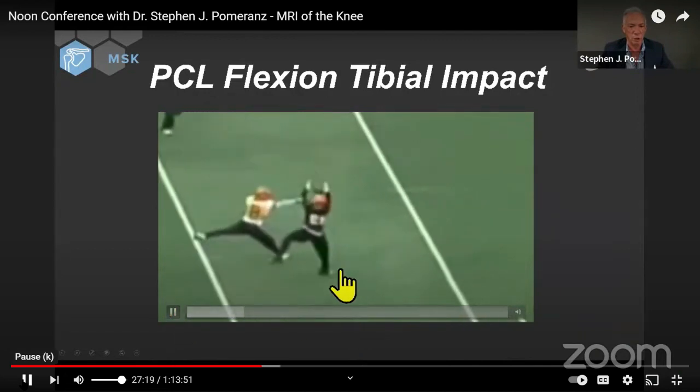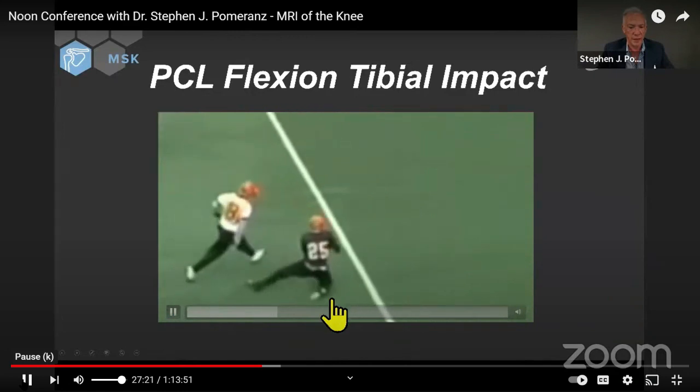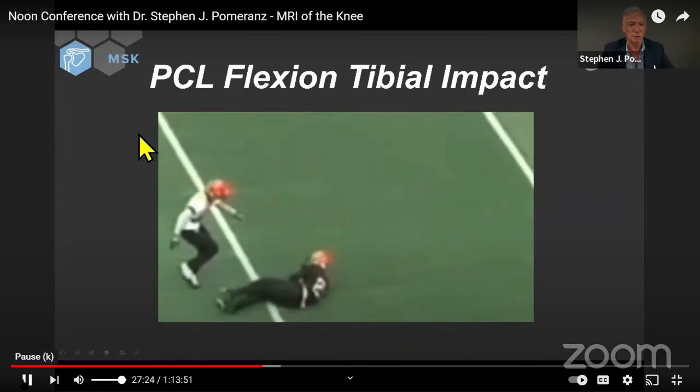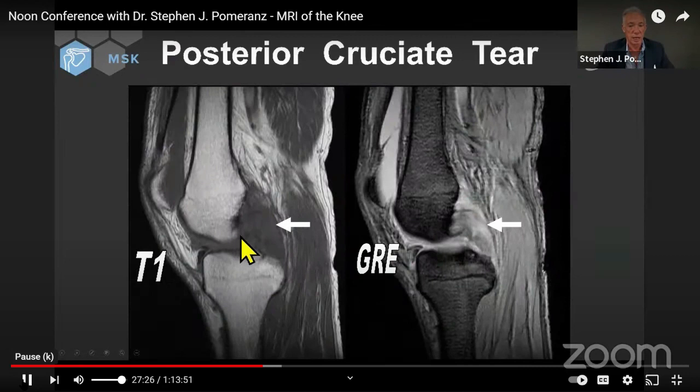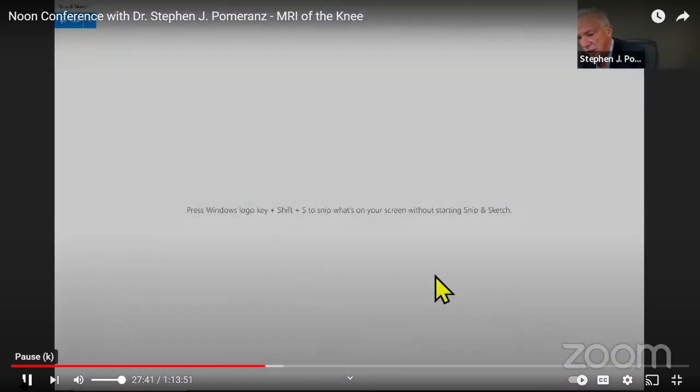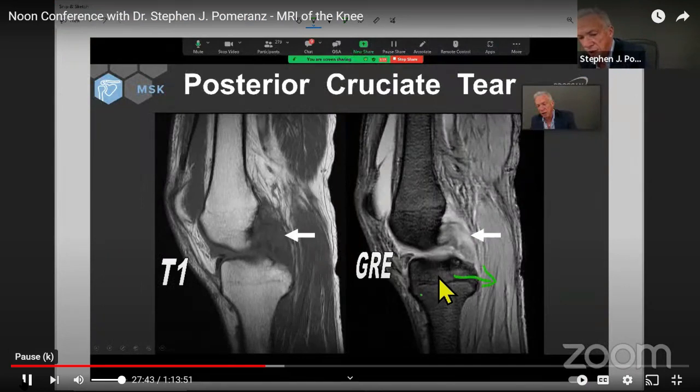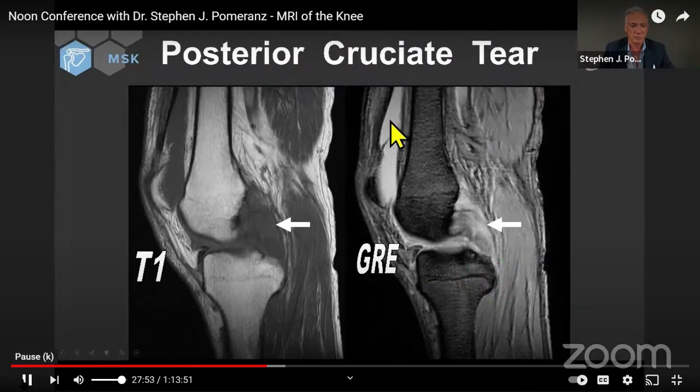Falling on the tibial tubercle with the toe pointed right there, driving the tibia posteriorly. And this is what you get: a large, functional, full thickness tear, even though it doesn't retract, interstitial tear of the PCL. And a lot of times the tibia will sag posteriorly. In an ACL, you'll get anterior tibial translation this way. In a PCL, you'll get it this way. We call that the sag sign on MRI of a PCL deficient knee.